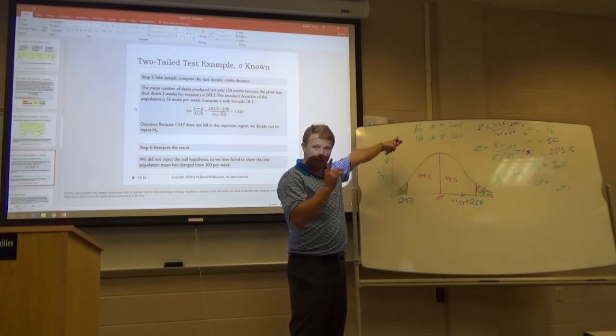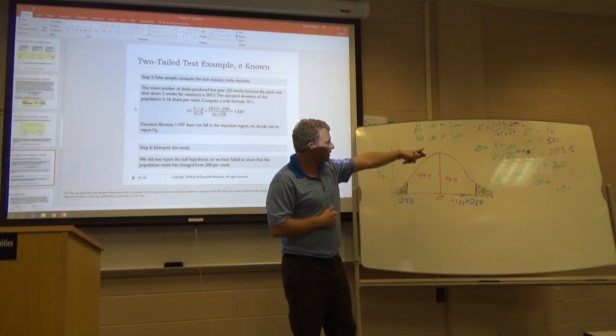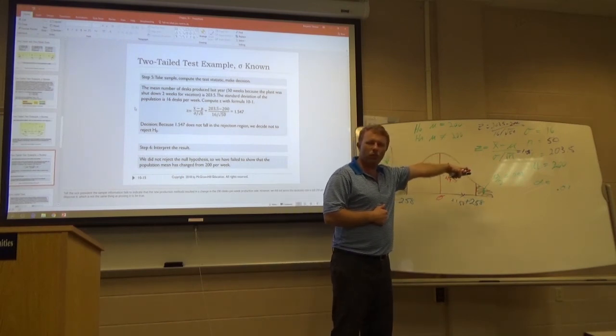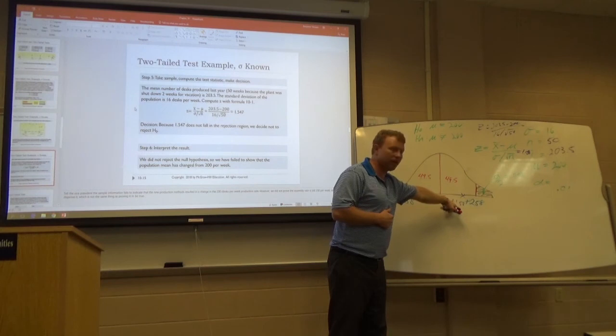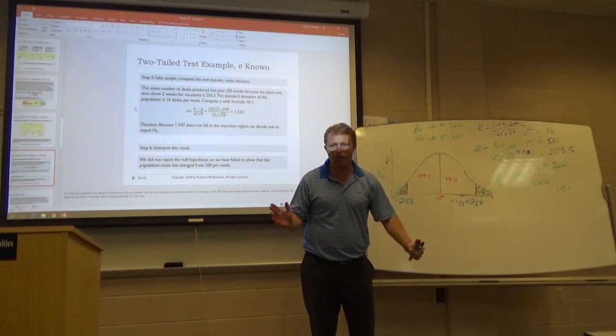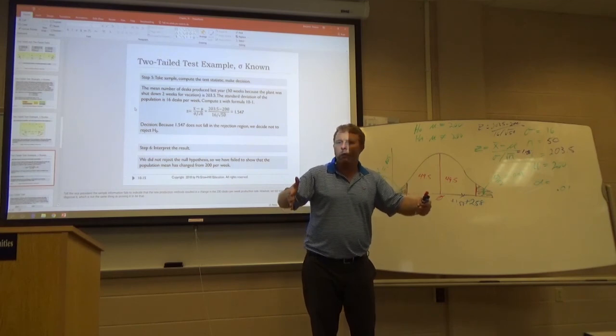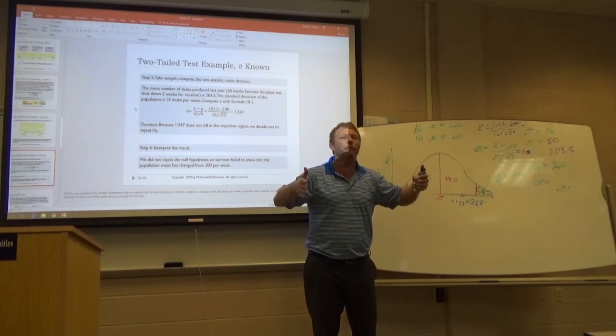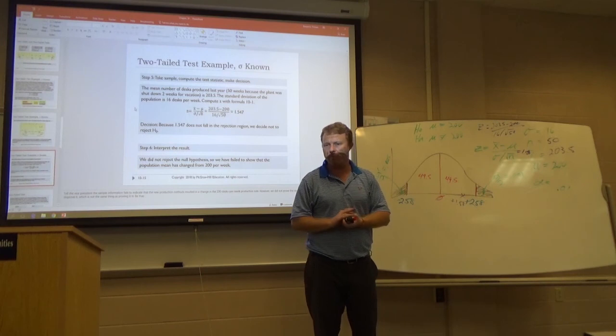If our null hypothesis is true, we came up with a sample and plugged it into the z-score formula, and the z gave us a number right here. It's very much within the realm of possibility that that sample represents a population average of 200. Okay? Does everybody follow me?